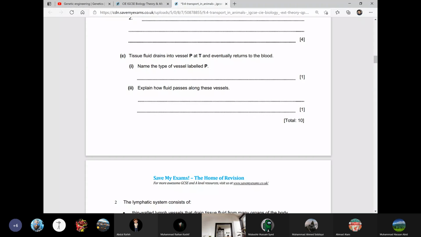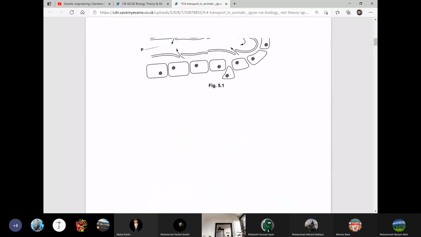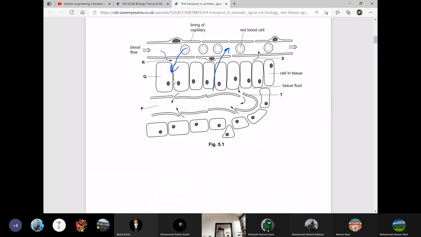Next question. Tissue fluid drains into vessel P and eventually returns to the blood. Name the type of vessel labeled P. We discussed what the name of this vessel is. Sir, lymphatic capillaries. Very good. Lymphatic capillary, or what is the scientific name we have learned? Sir, lacteal. Very good. Lacteal.